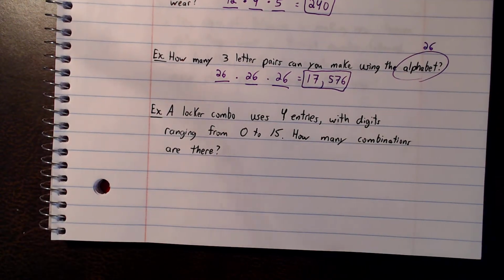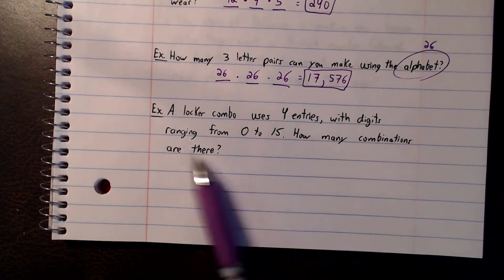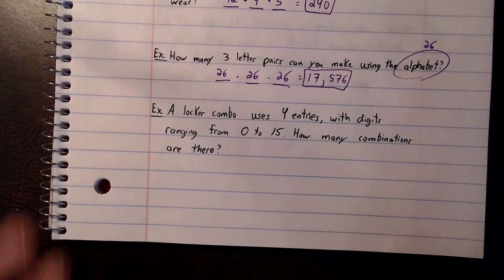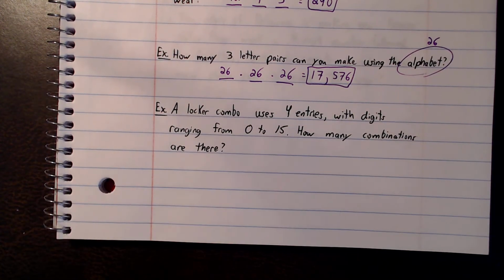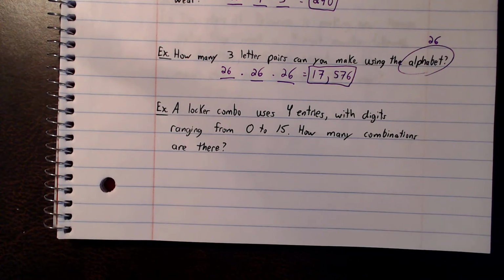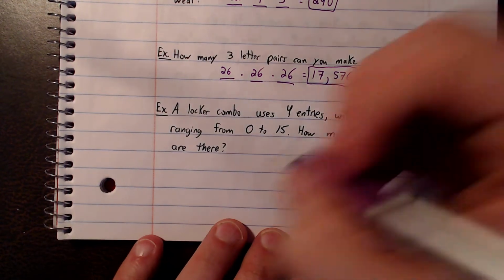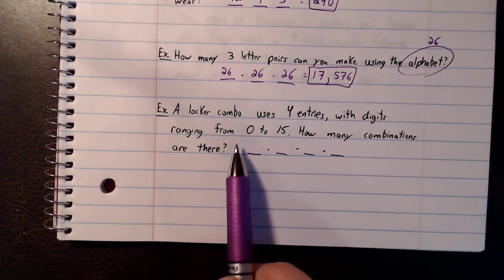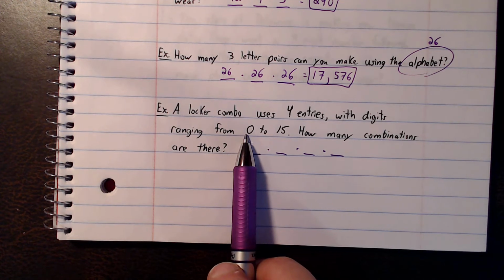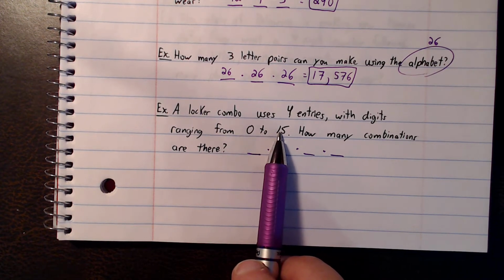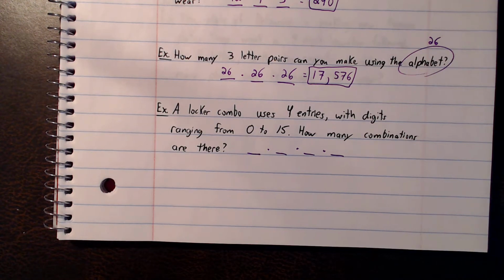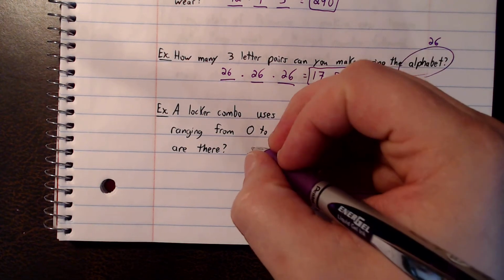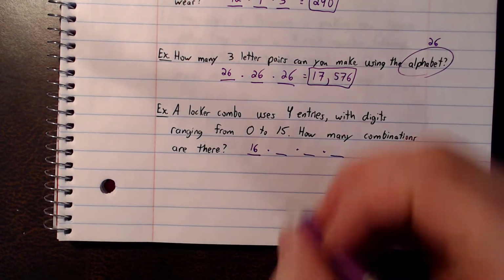Okay, let's look at one that has to do with lockers, locker combinations, right? A locker combo uses 4 entries with digits ranging from 0 to 15. So you've seen the spinny lockers before, right? And they have numbers around them. So you're going to end up having 4 entries from 0 to 15. We want to know how many different combinations there could possibly be. Okay. Well, we have 4 entries. If I include 0 as a digit up to 15, that would be a total of 16 digits that I can use, because 0 is included, and then 1, 2, 3, 4, 5, all up to 15. So there's actually 16 digits that I can use here.